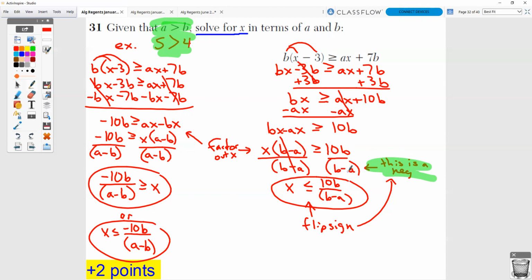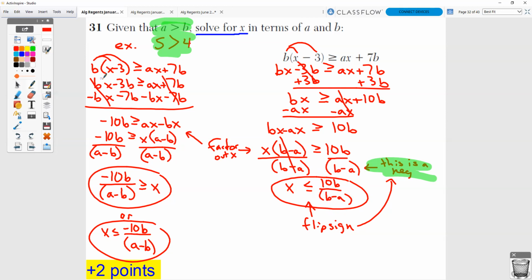Now, remember that when you divide by a negative, you have to flip the sign. It tells you in the original problem that A is bigger than B. So no matter what number we do, in B minus A, the B is going to be the smaller number, A is going to be the bigger number. So we're actually dividing by a negative number here. Since we're dividing by a negative, we have to flip the sign. That's what makes this one tricky. So this would be x is less than or equal to 10b divided by b minus a.